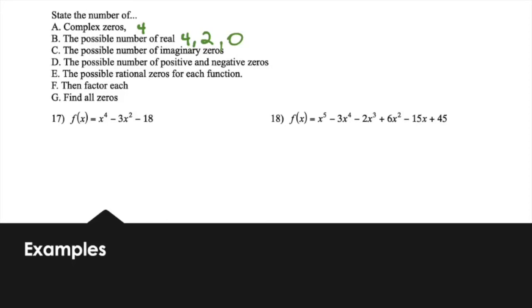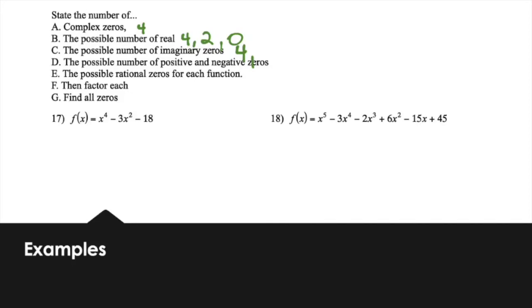The possible number of imaginaries. Well, can a 4th degree equation have all imaginary roots, meaning no reals? If I had the x-axis here, could I draw a 4th degree that didn't cross at all? Yes, I could. So it could have all 4 being imaginary.